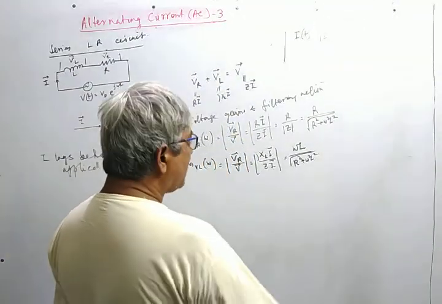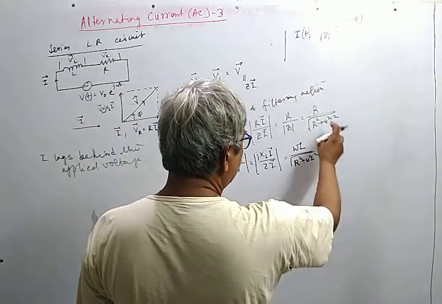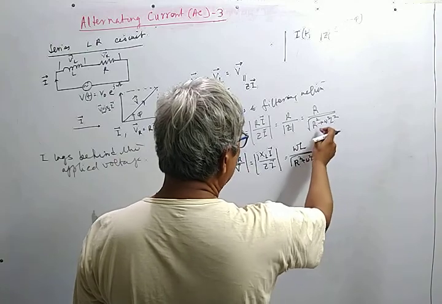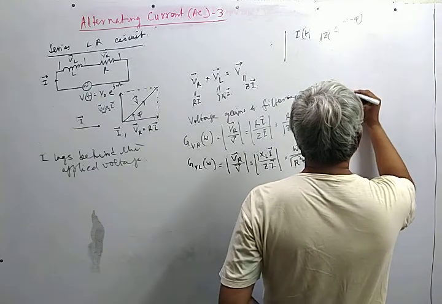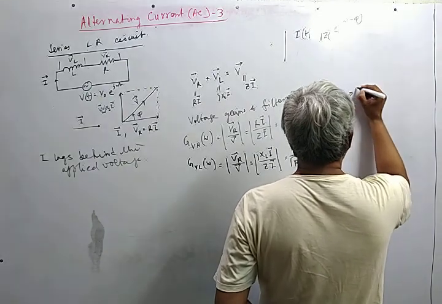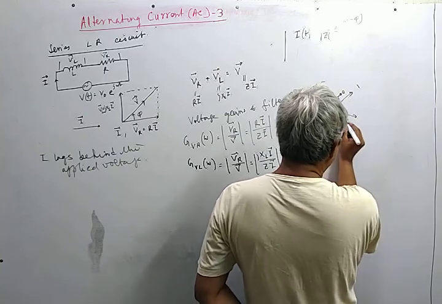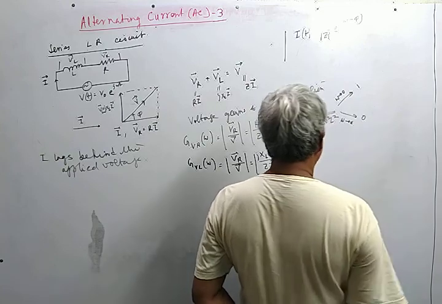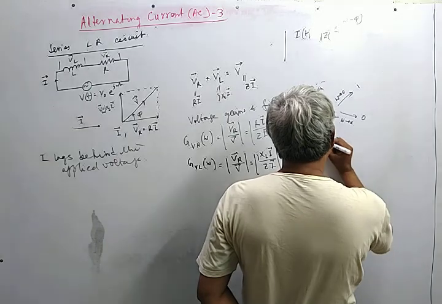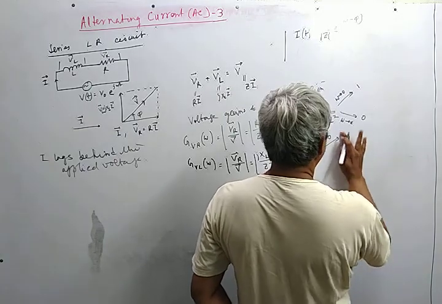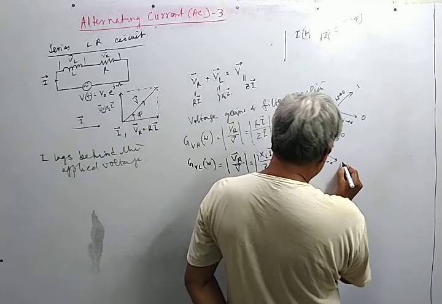When omega is 0, this is 1, because this is 0, and when omega tends to a very high value, this becomes 0. So it has two limits. One is omega tends to 0, it tends to 1, and omega tends to infinity, it tends to 0. Similarly, if we consider this one, when omega tends to 0, it tends to 0, and when omega tends to infinity, this tends to 1.